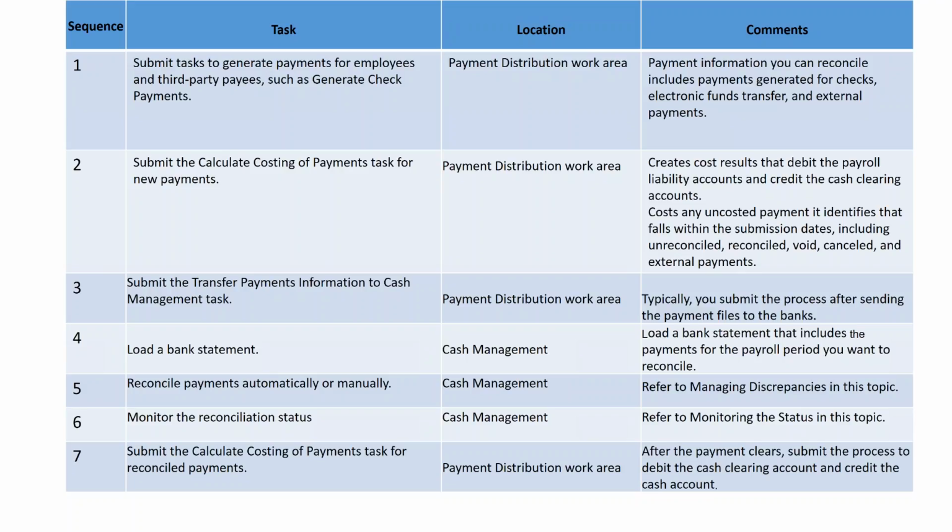Now the next process that we need to run is submit the transfer payments information to cash management task. This is done when you have already sent the payment files to the bank. Now, after the bank has done the payment, you get the statement back from the bank and you load it into the Fusion. There is a load bank statement task which we can use for doing this activity.